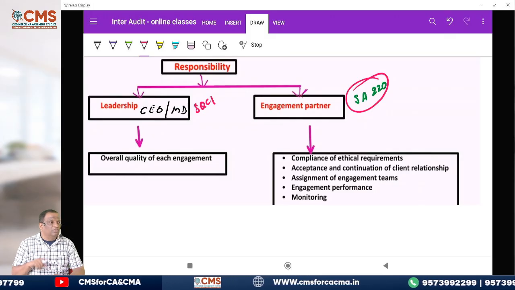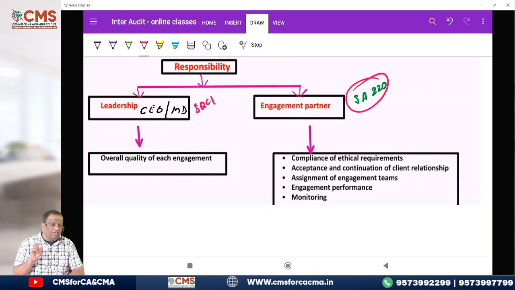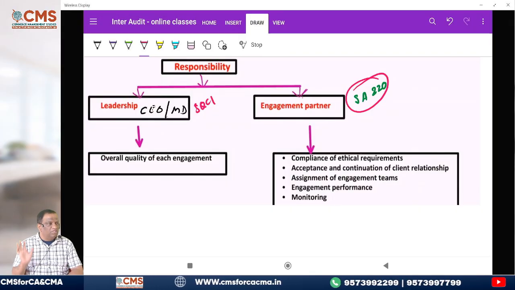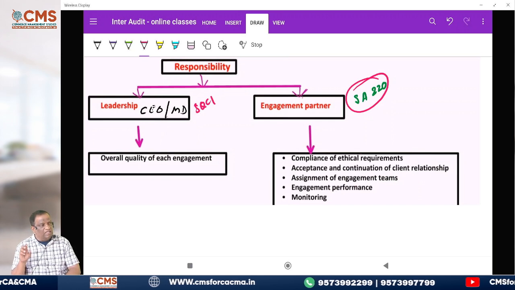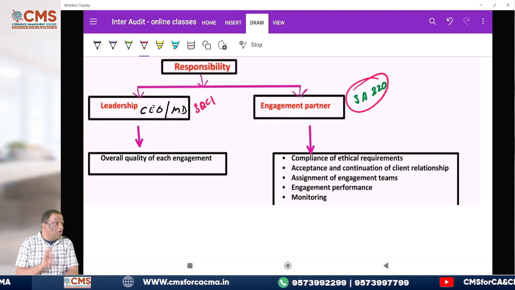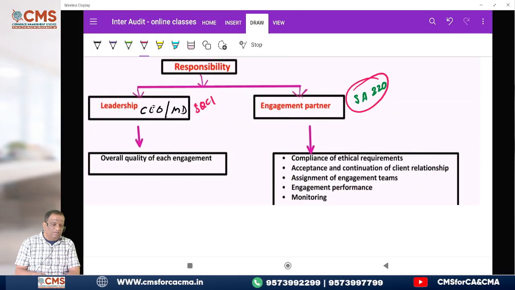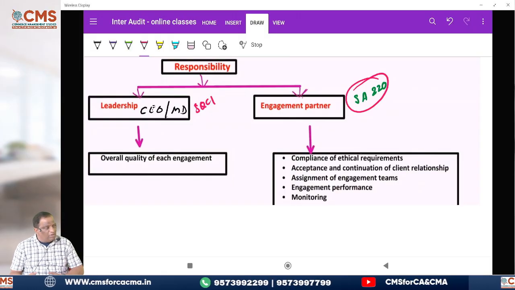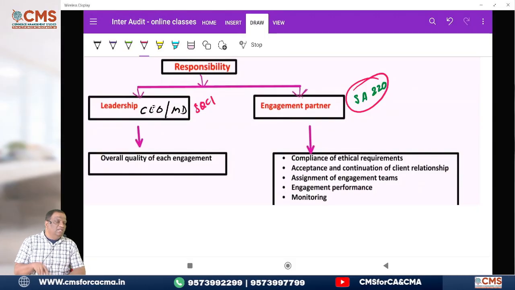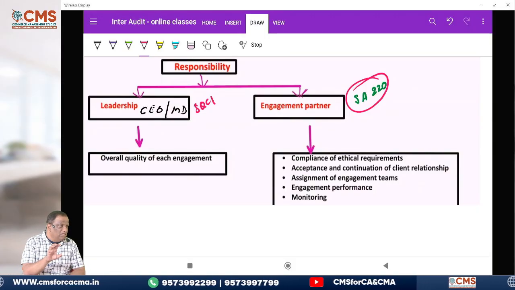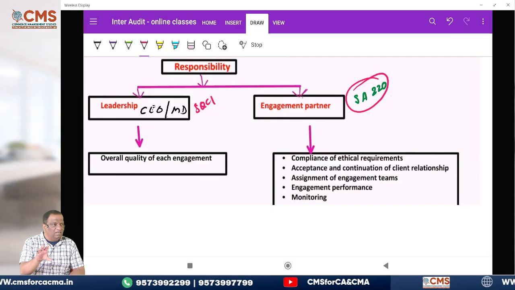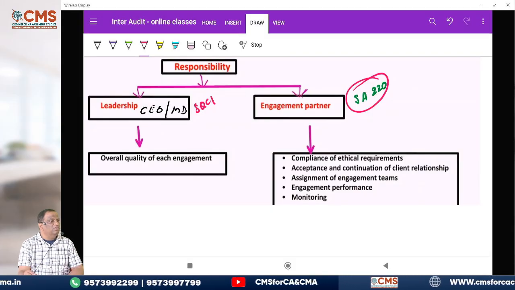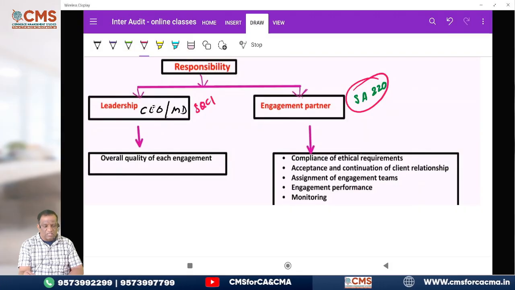SQC1 is applicable to the entire firm, so whatever is talked about in SQC1, you are supposed to follow that for all types of engagement. Whereas whatever is said in SA 220 is applicable only for audit engagement. So who is responsible for ensuring SQC1 and who is responsible for ensuring SA 220? SA 220 is engagement driven, so whoever is the partner handling it will have to maintain it. Therefore, it is the engagement partner whose responsibility it is to comply with SA 220.